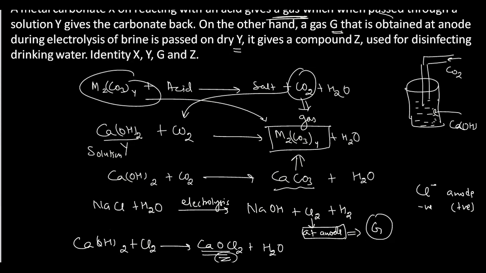ये Z compound है which is used for disinfectant for cleaning germs. So हमको पता चल जाएगा disinfectant for cleaning germs के लिए हम लोग को कैल्शियम ऑक्सीक्लोराइड यानी ब्लीचिंग पाउडर चाहिए होता है. So यहाँ पर जो metal का salt होगा that will be of calcium carbonate. Got it? So we have X is CaCO3, we have Y solution as calcium hydroxide, we have the G gas as chlorine gas, and we have the Z compound as calcium oxychloride, bleaching powder. Got it? Or still having some doubt?